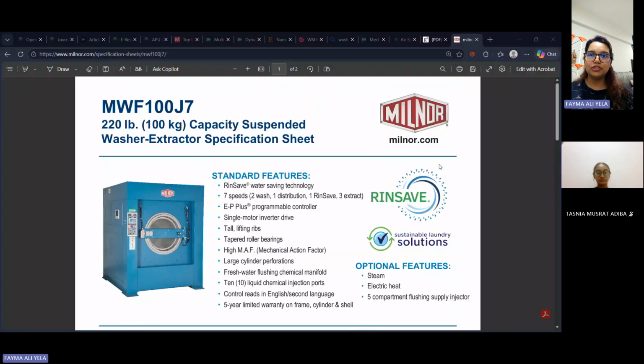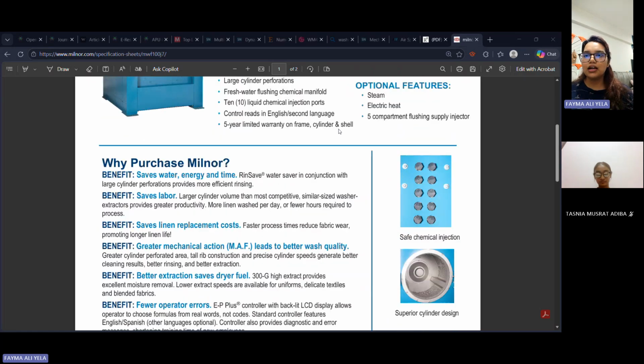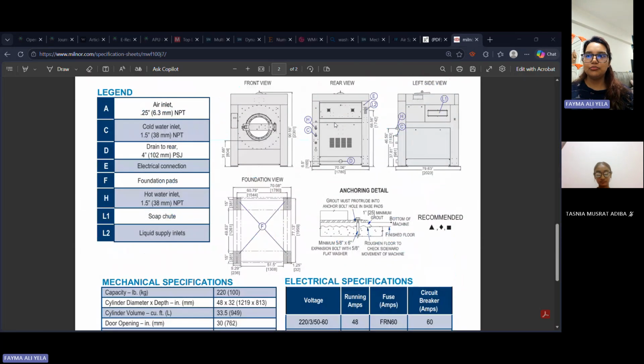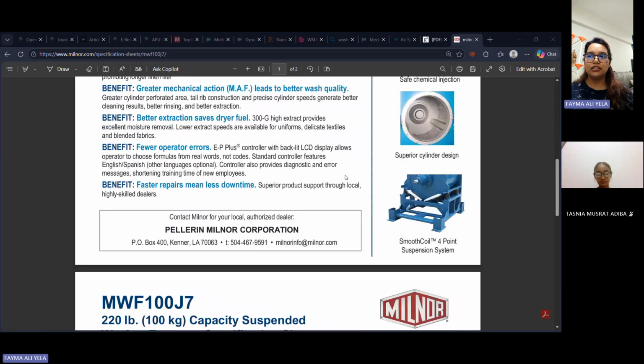So the washing machine that I modeled is the MWF 100J7 by Milner. It has a 100 kilogram capacity for load. These are the specifications for it in their specification sheet.